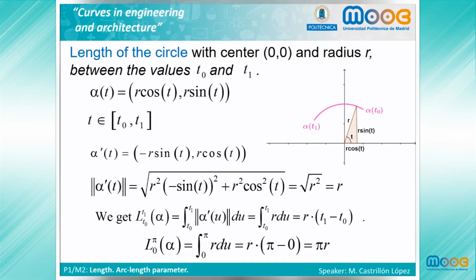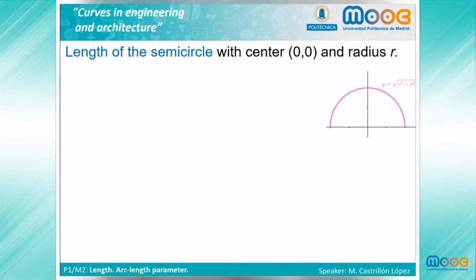When t0 equals 0 and t1 equals pi, then we have that the length of the semicircle is pi times r. As we mentioned before, the length of a curve is independent of the parametrization we use for its trace. To illustrate it, we calculate the length of the upper semicircle with center 0, 0 and radius r with the following other parametrization.